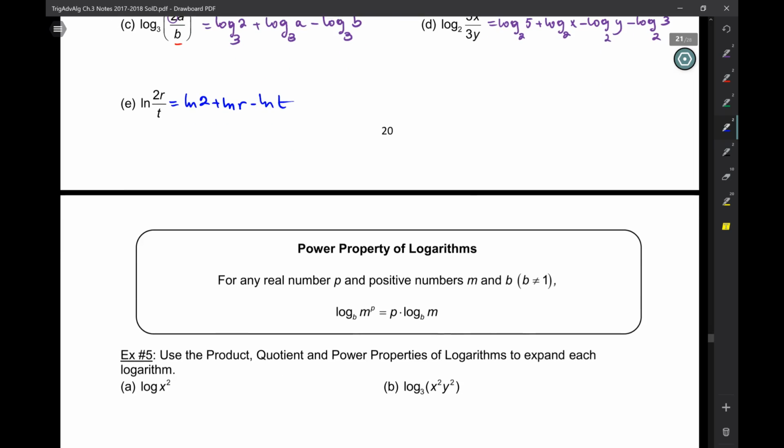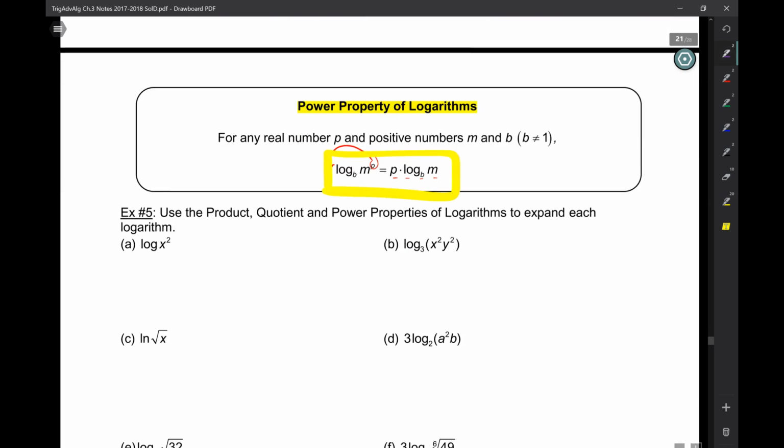Now, here's a third and final property of logarithms. It's the power property. When you have log base b of m to the power of p, you're allowed to bring the p down and it becomes p log of m. Okay, what does all that mean, right? I'll tell you what all that means. Take a look at this one. You have log x to the power of 2. The 2 just comes down and it becomes 2 log x.